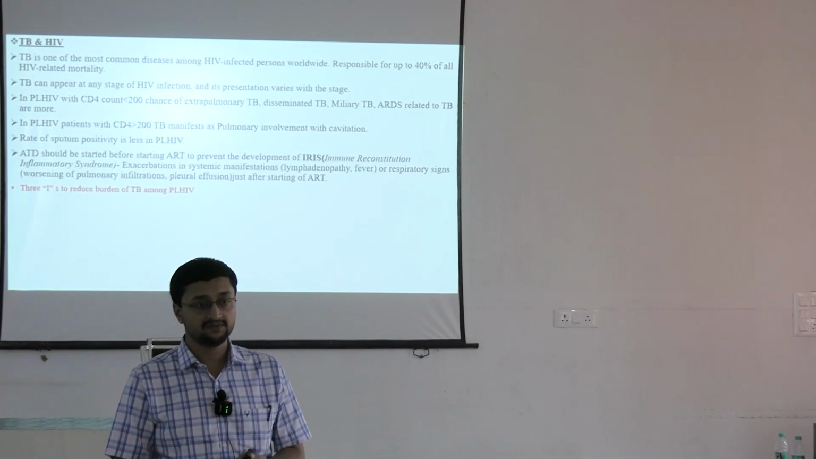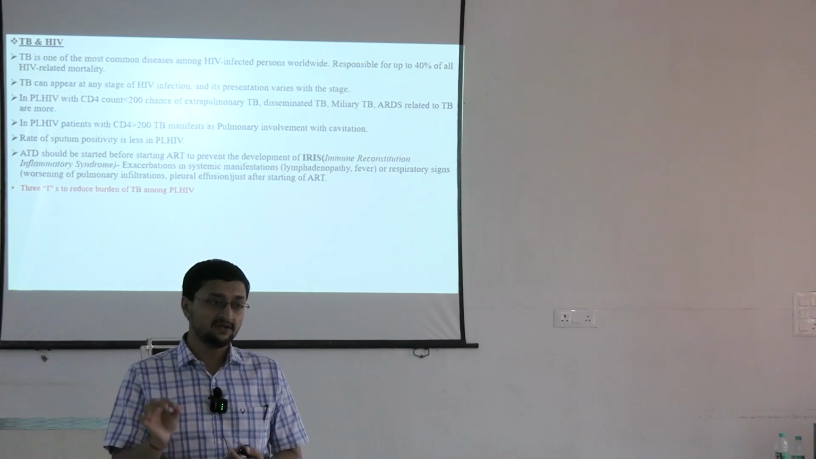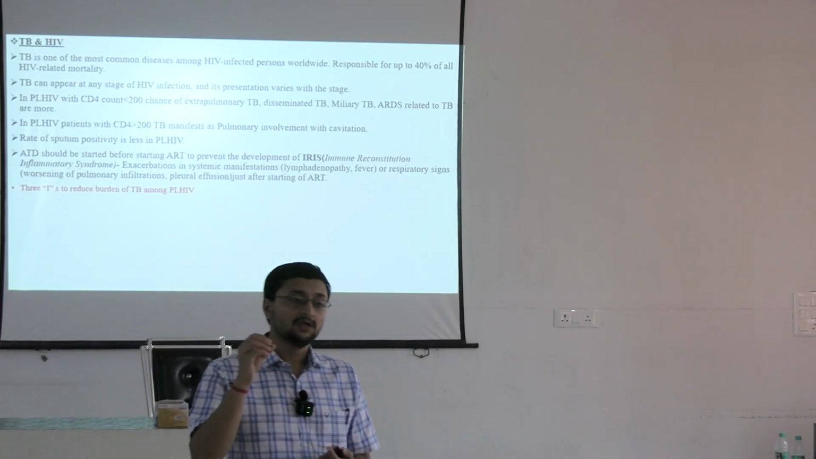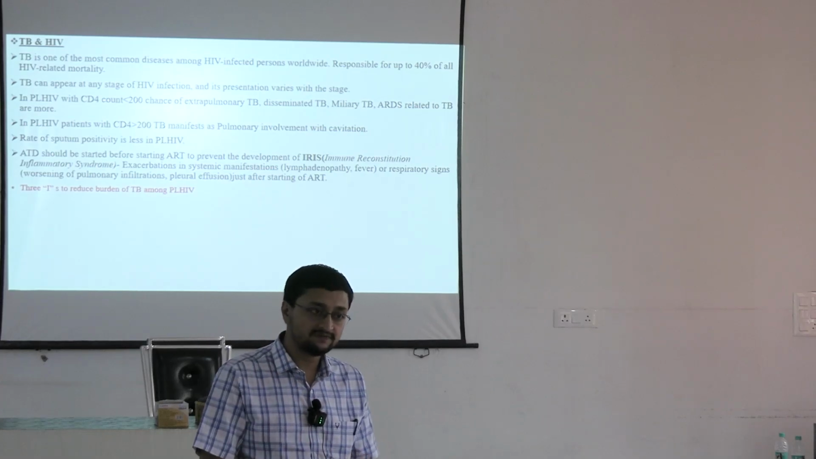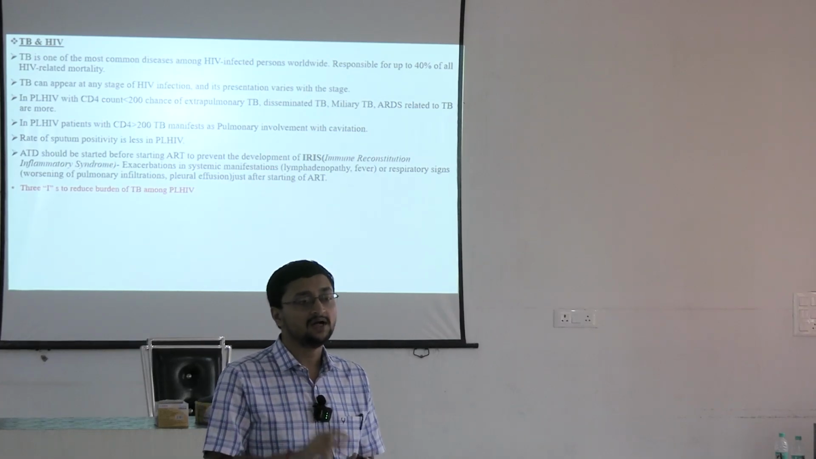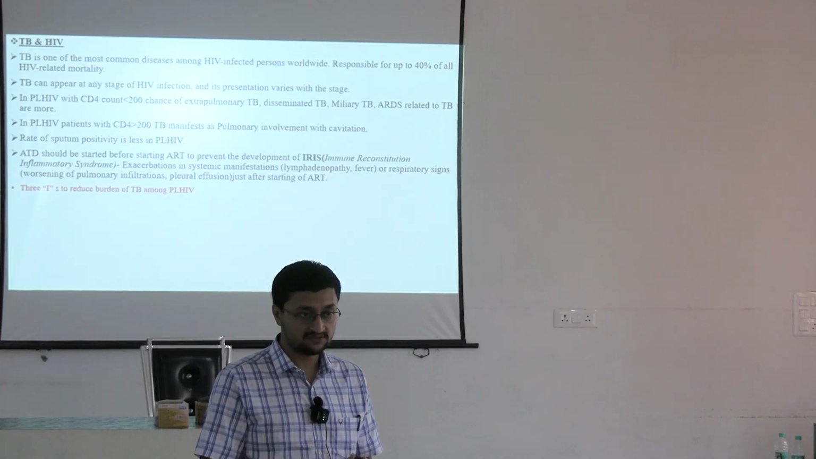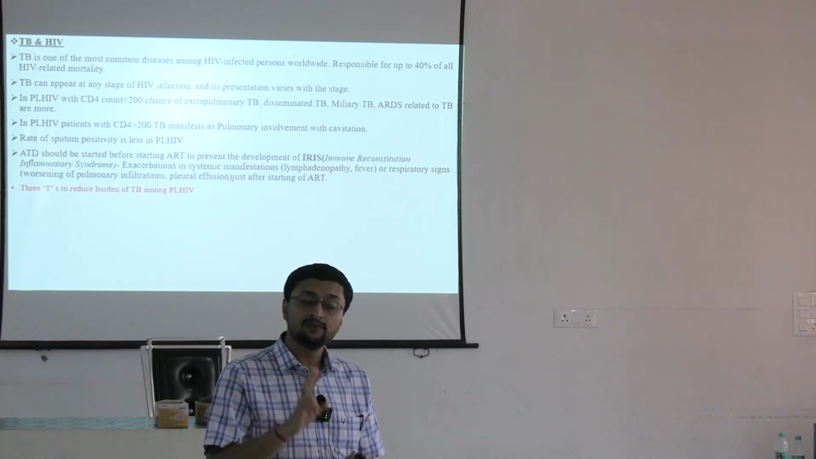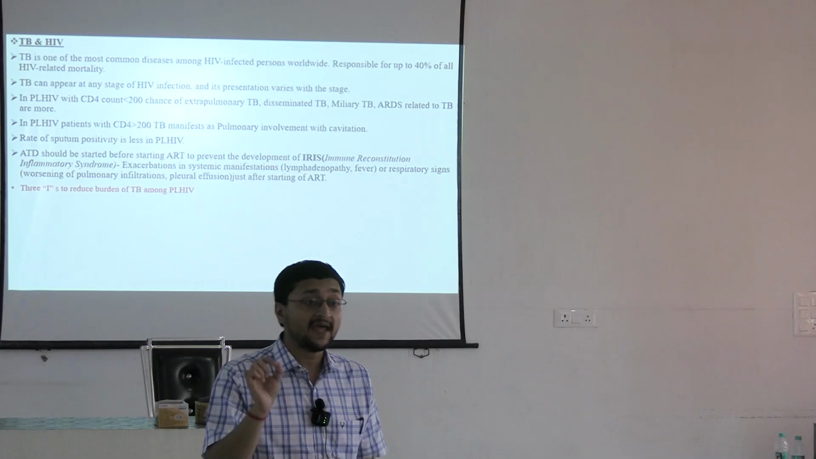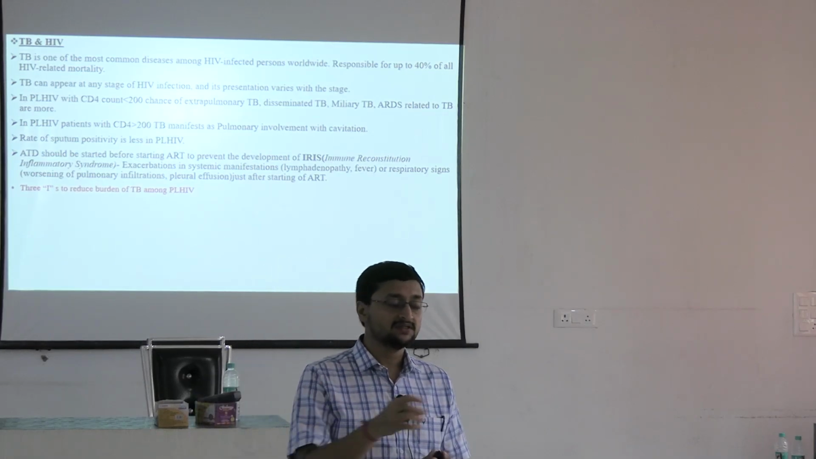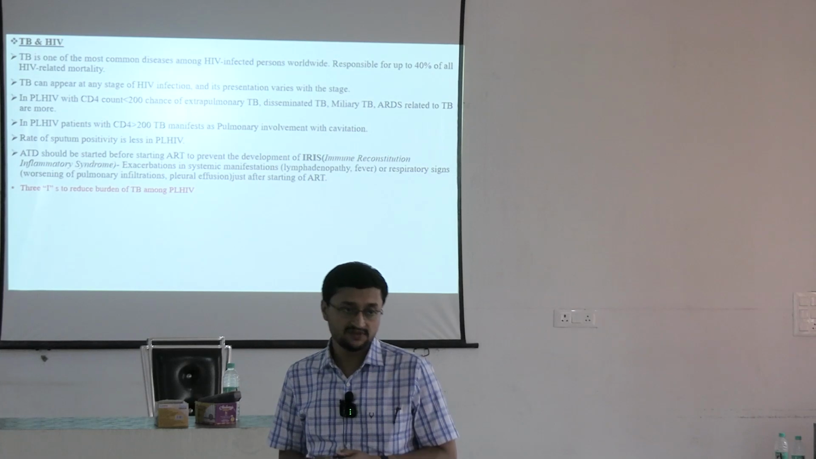Isoniazid preventive therapy. In all patients diagnosed with HIV, you have to rule out active tuberculosis first, then you have to give Isoniazid preventive therapy, 6 months of Isoniazid, okay. But খুব important যেটা, you have to rule out active TB. If the patient is not having active TB, then start the IPT, Isoniazid preventive therapy.